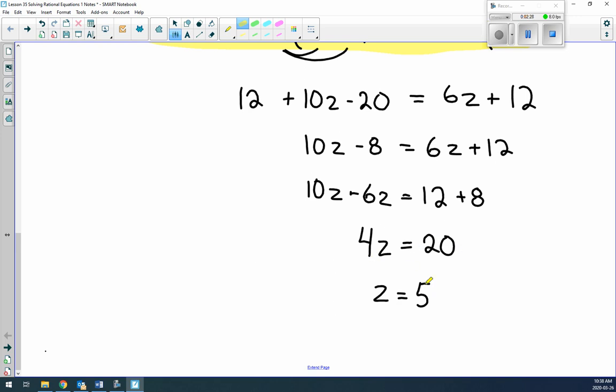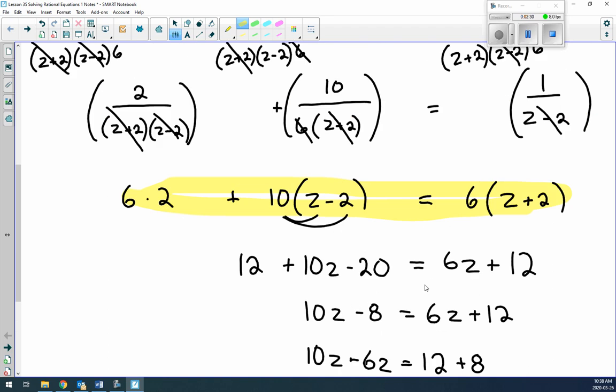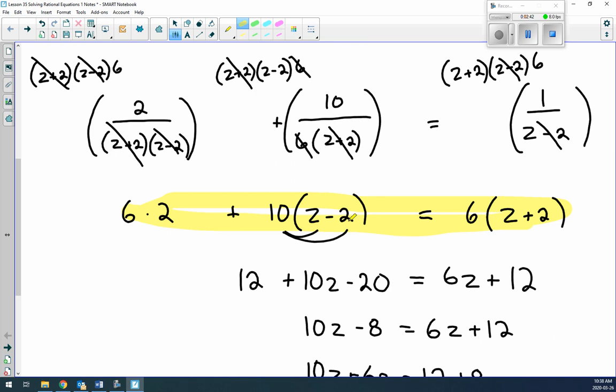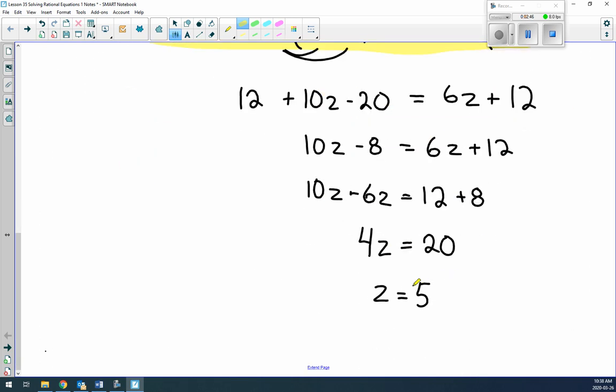Really quite simple. The key here, and this is really, really important, is that when you multiply everything by the LCD, your next line should be just one single line, no denominators at all. That's different from when we did addition, subtraction, multiplication or division. You might end up with denominators there, but here you don't want to. Right there, everything is by itself, and then we have our z equals 5.